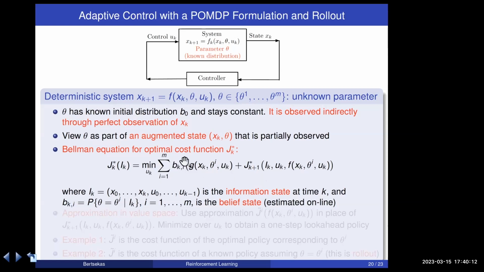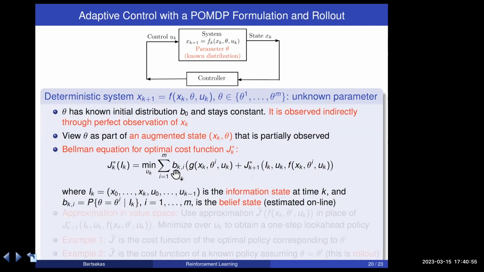One is the expected value of the cost of the immediate stage, kth stage, which involves theta, but also is weighted with the current posterior of theta. So this term here is the expected cost of the current stage. This part, weighted with the posterior, is the expected value of the cost to go at the next information state, which is Ik plus the new control and the new state, which involves theta here.